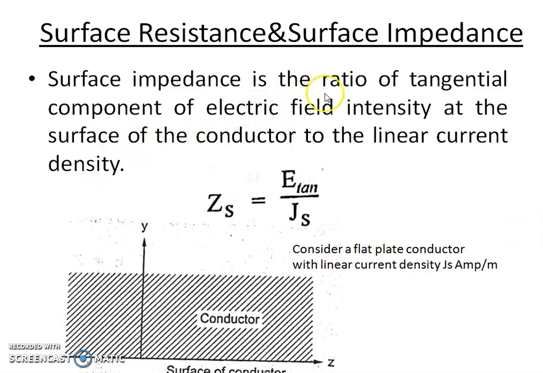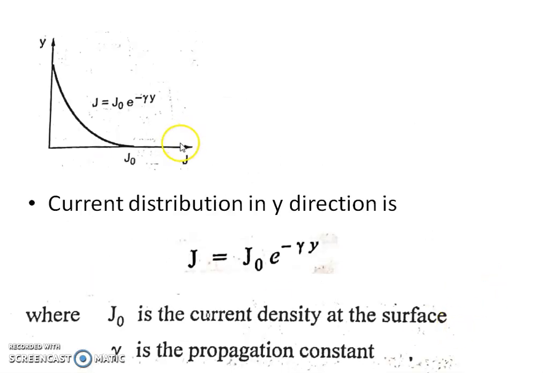Surface impedance is the ratio of the tangential component of electric field intensity at the surface of the conductor to the linear current density. So Zs is equal to the tangential component of electric field to the linear current density, that is E tan divided by Js. It is the surface impedance Zs. So here we are considering a flat plate conductor with linear current density Js ampere per meter. So the distribution of current is like this.